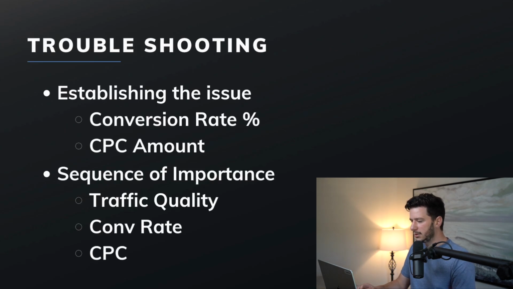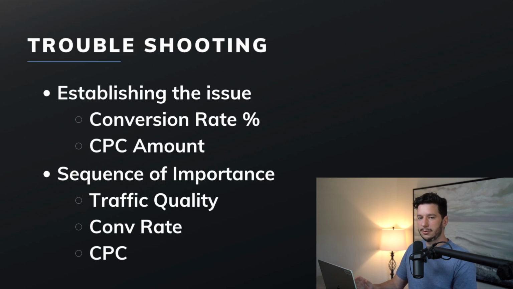So next is going to be troubleshooting. You want to first troubleshoot based off the issue. And if you're trying to just fix things without understanding what's actually causing the issue, you're going to make things worse. You're going to possibly even change the thing that is working within that equation and not what's not. So the biggest thing is establishing the issue. There's two things that you really want to look at. One's going to be conversion rate, and then one's going to be CPC amount. The area that you're going to go after first will heavily depend on what's happening within those variables.